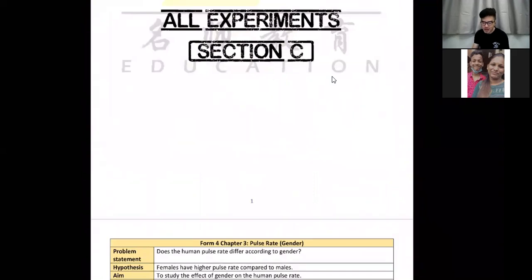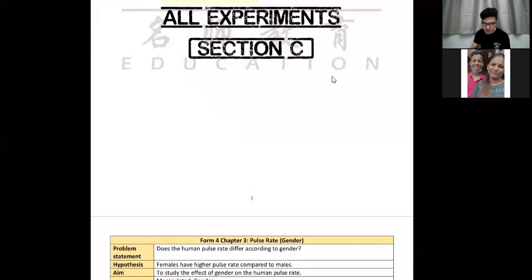Before we start everything, let me give you the format. There's a format in writing everything. Before doing anything, the most important thing that you should know would be your variables. Variables are the most important things in the experiment. Because if you get your variables wrong, everything will be wrong. If your variable is wrong, that means you don't understand the experiment.